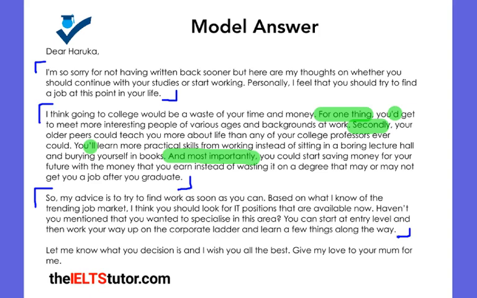So here we've got a suggestion. Try to find a job. What kind of job? A job in the IT market. And then here is a sort of informal reminder to the reader. Didn't you mention before that you wanted to specialize in the IT field? So here, there's a sort of connection between the writer and the reader.